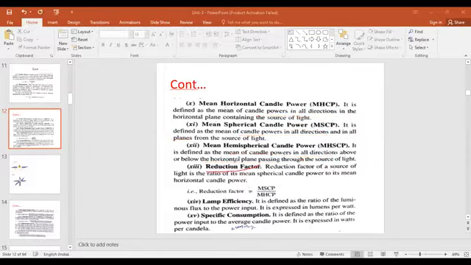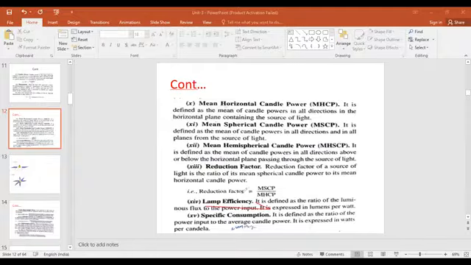Now, reduction factor. What is the reduction factor? How do we define the reduction factor? Reduction factor of a source of light is defined as the ratio of mean spherical candle power, MSCP, to its mean horizontal candle power. If we take the ratio of both, we will get the reduction factor.